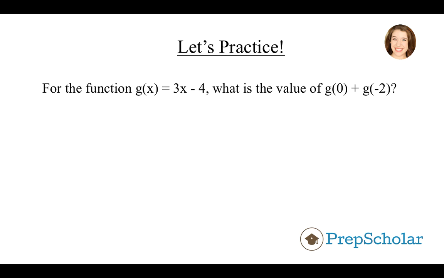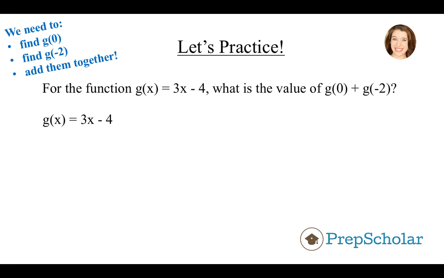Okay, nice work. Let's go ahead and practice. For the function g of x is equal to 3x minus 4, what is the value of g of 0 plus g of negative 2? Okay, well here, what we need to do is find g of 0, find g of negative 2, and then just add those two together. We've got in our notation here this function, and we've got that rule that we need to multiply whatever input we put into this function by 3 and then subtract 4. So let's go ahead and do that, starting with g of 0.